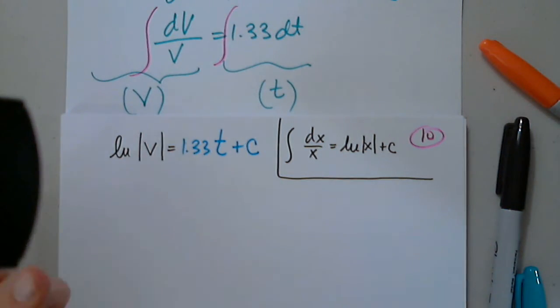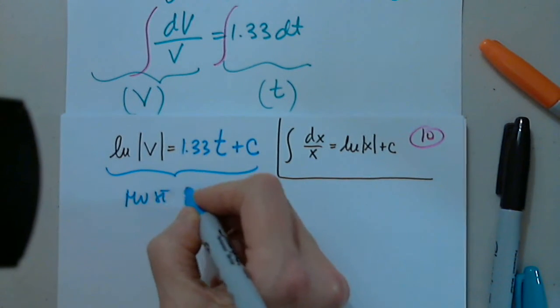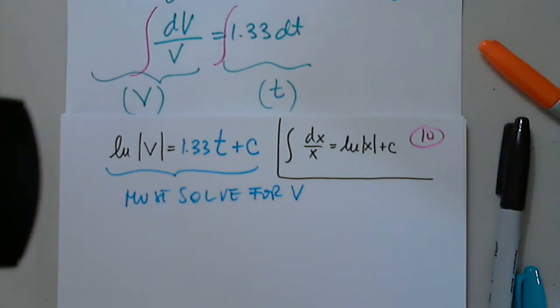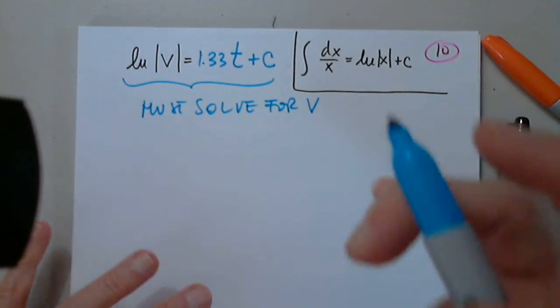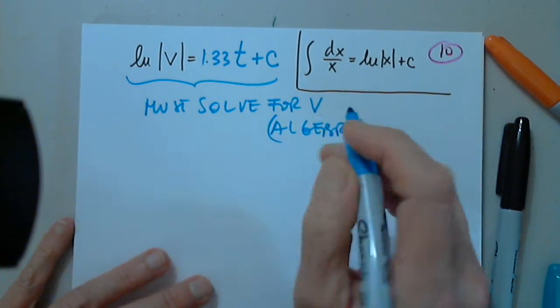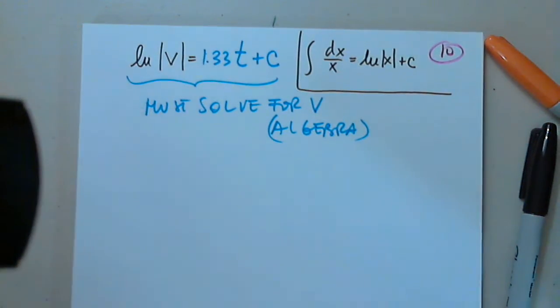Okay. Remember, we are solving for v. Must solve for v. Okay. Good. So now this is algebra. This is no longer calculus at this point. Okay. I had a quick question. Yes. Why is it just t?